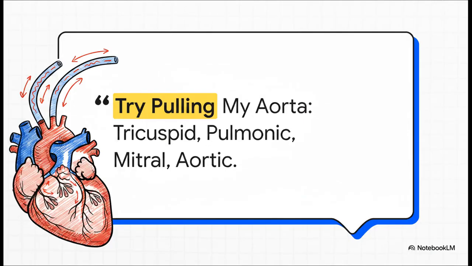Try pulling my aorta. Honestly, I love this one. It's so simple, and it perfectly breaks down the exact sequence of blood flow through the heart valves. Tricuspid, pulmonic, mitral, aortic. Any single time you get a question about the sequence of chambers and valves during a cardiac case, just jot down, try pulling my aorta, on your scratch paper, and you'll instantly solve it.